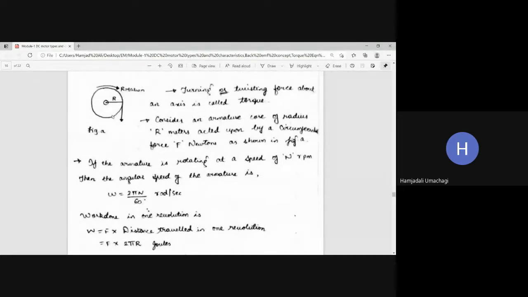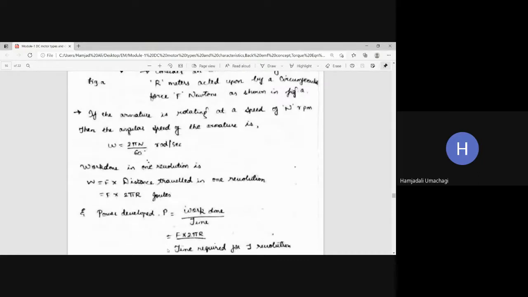What is the formula for the circumference of a circle? 2 pi r, sir. 2 pi r. So here it is force into 2 pi r joules, because it is similar to a circle shape. If it rotates for one revolution, it covers a distance of 2 pi r, and it has a circumferential force measured in newtons, that is capital F. So totally the work done in one revolution is W equal to F into the distance traveled in one revolution, that is equal to F into 2 pi r joules.